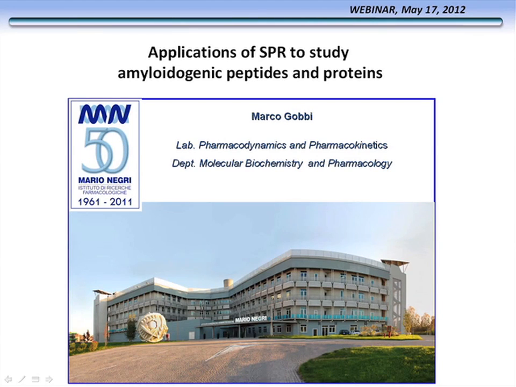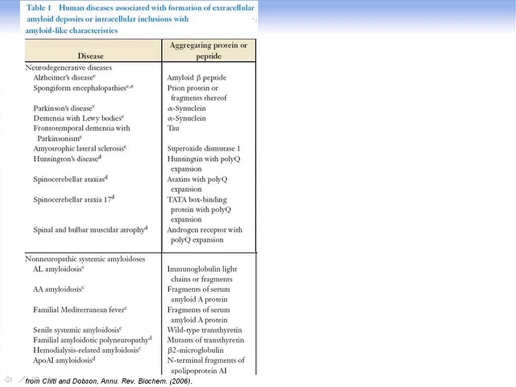As you probably know, there is an increasing list of human diseases which are associated with the aggregation of misfolded proteins, which eventually lead to the formation of amyloid peptides, amyloid deposits. You can see here some of these diseases, and these include neurodegenerative diseases such as Alzheimer's disease, prion diseases, Parkinson and Huntington disease, but also some important peripheral amyloidosis. You can see here that each of these diseases is due to the aggregation of different proteins or peptides.